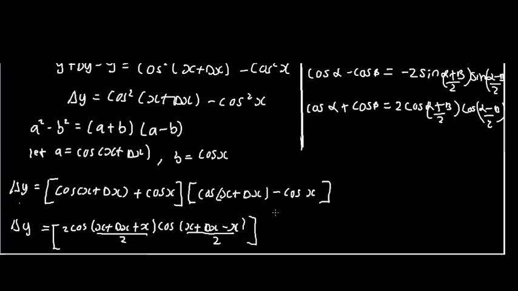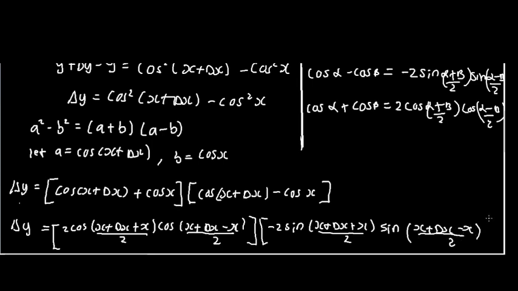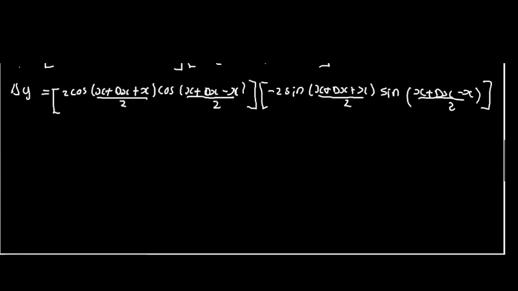Let's get to the second bracket. Here we have cos minus cos, and we know that this is negative 2 sine of the sum of the two angles, x plus change in x plus x divided by 2, then sine of the difference of the two angles, x plus change in x minus x, also divided by 2. After that step, we can simplify each of the brackets.